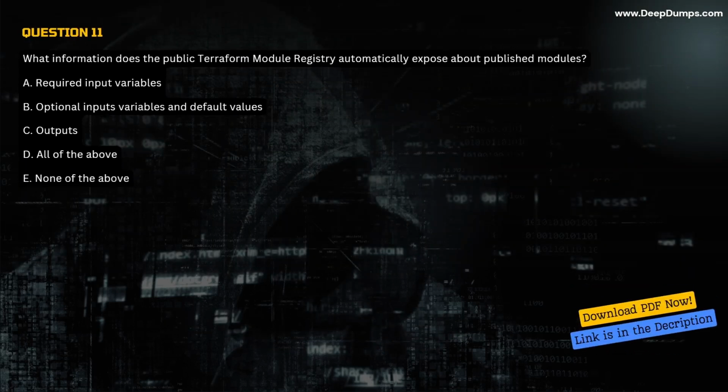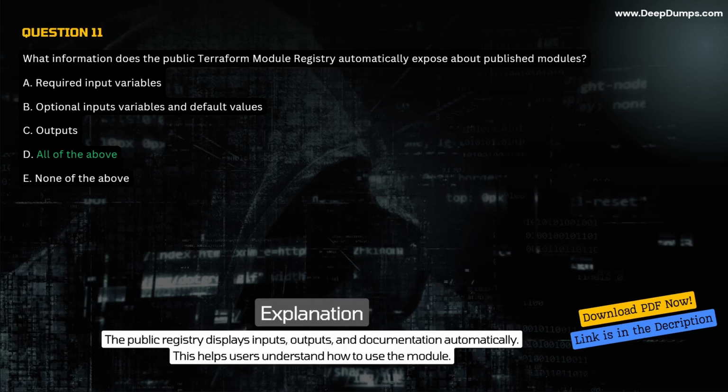Question 11. What information does the public Terraform module registry automatically expose about published modules? A. Required input variables. B. Optional input variables and default values. C. Outputs. D. All of the above. E. None of the above. Correct answer D. All of the above. Explanation: The public registry displays inputs, outputs, and documentation automatically. This helps users understand how to use the module.